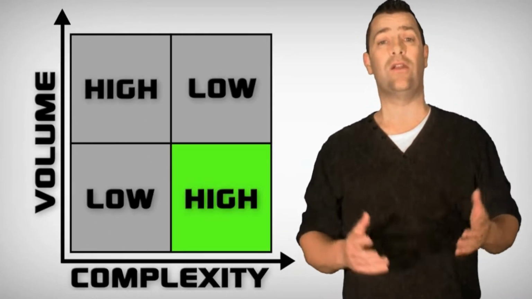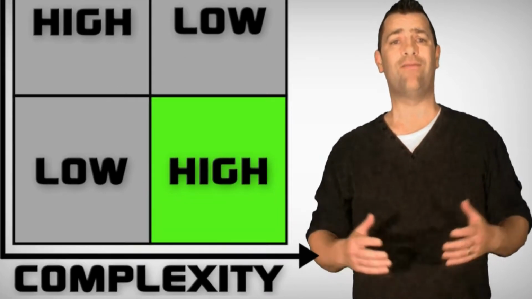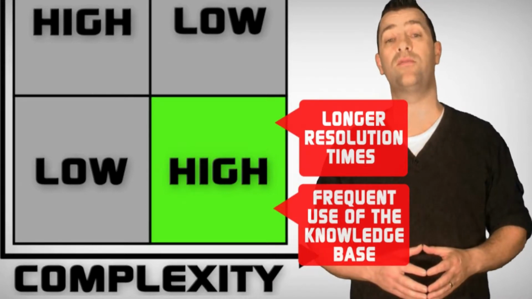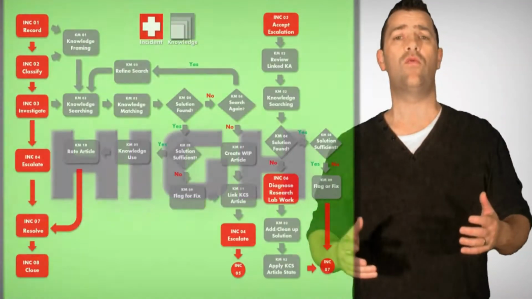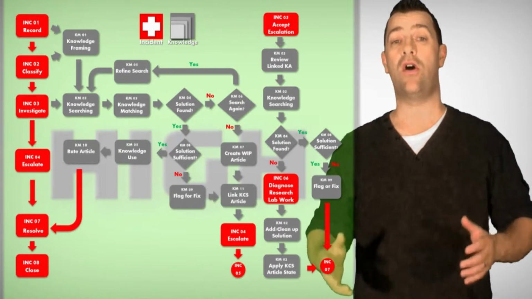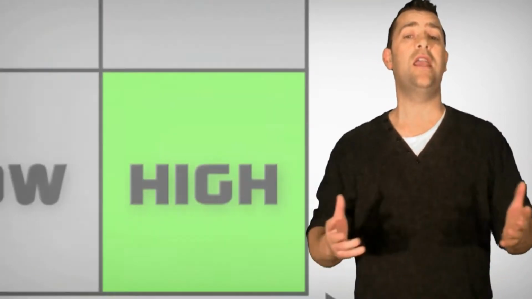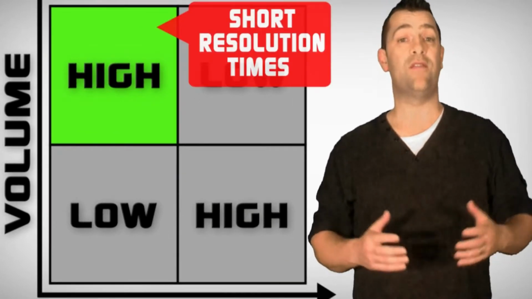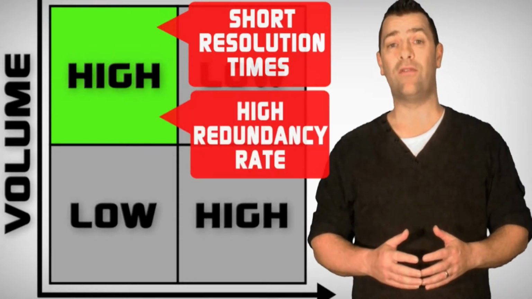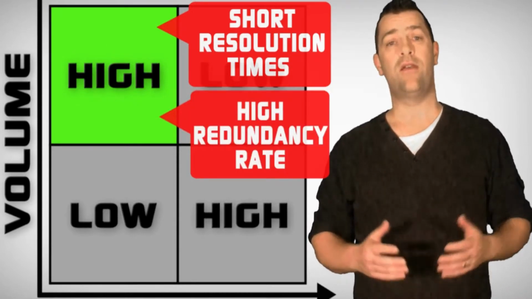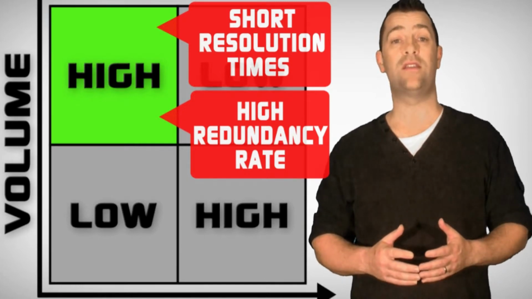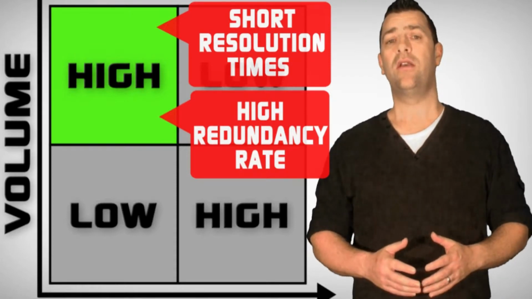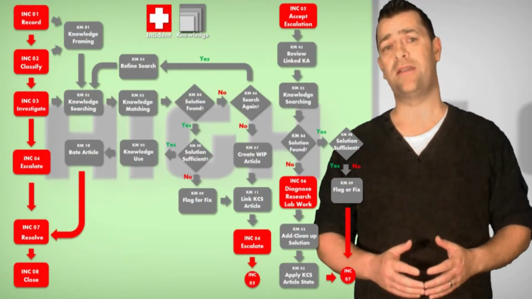High complexity, low volume environments typically have longer resolution times and more frequent use of the knowledge base throughout the problem-solving process. This workflow is an example of a medium to high complexity environment. In a low complexity, high volume environment, the average resolution times may be 5 to 10 minutes, and the level of redundant work is very high. That is, support analysts are resolving the same issue over and over again. In this environment, the workflow displayed here does not make sense.